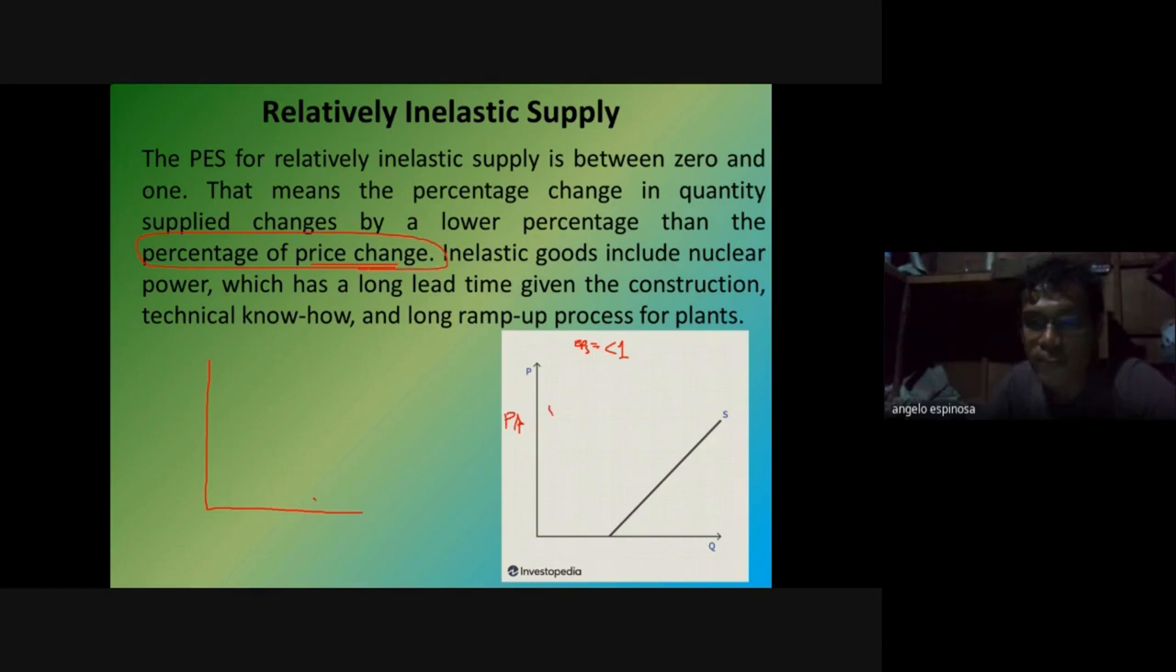Let's say 5% ang tinaas ng presyo, pero yung quantity supply ay konti lang ang itinaas. So, konti lang din yung sinupply ng mga producers. So, mga 2% lang din. So, mas mataas pa rin ang price kaysa sa quantity supply. Tulad din kanina sa demand. Okay? Ganun din sa elasticity of demand. So, that is relatively inelastic.